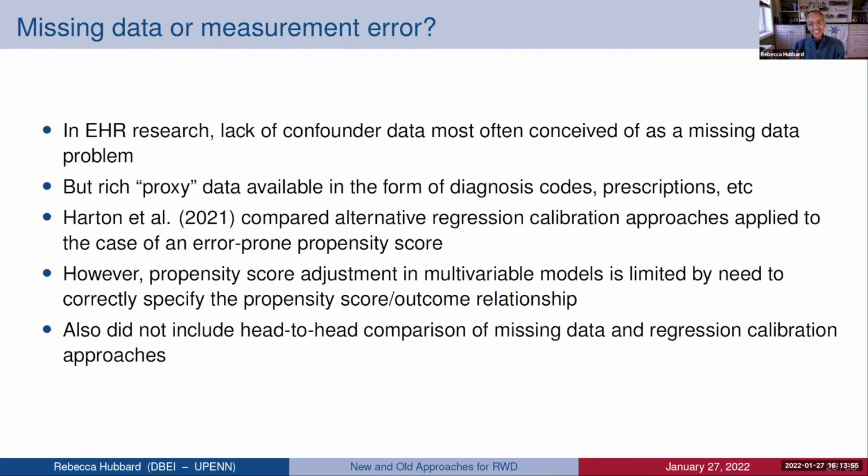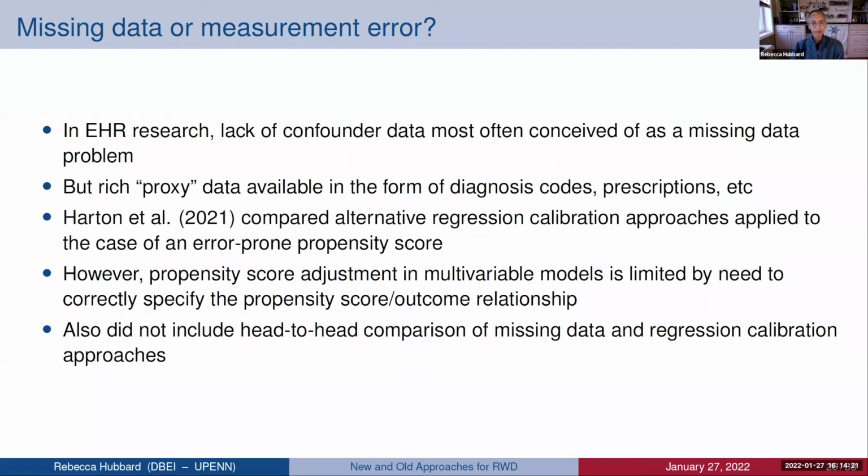One of the things that I think is really important to reflect on as you're choosing a strategy for dealing with missing data is whether it makes more sense to conceive of the problem at hand as a missing data problem or a measurement error problem. So in EHR-based research, the fact that confounder data are sporadically available. There's a lot of missingness, as I mentioned earlier, in things like family history and symptom severity.